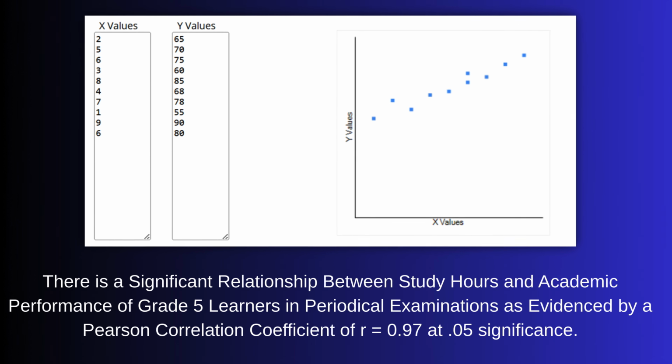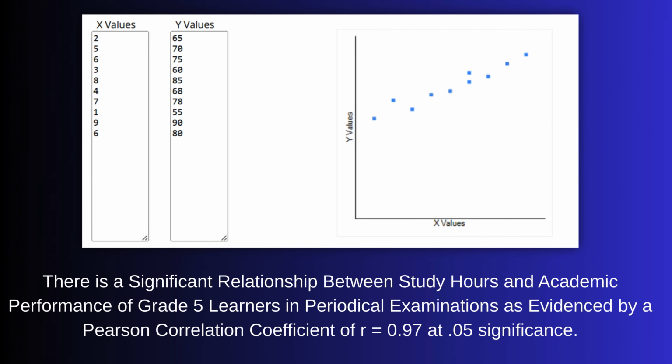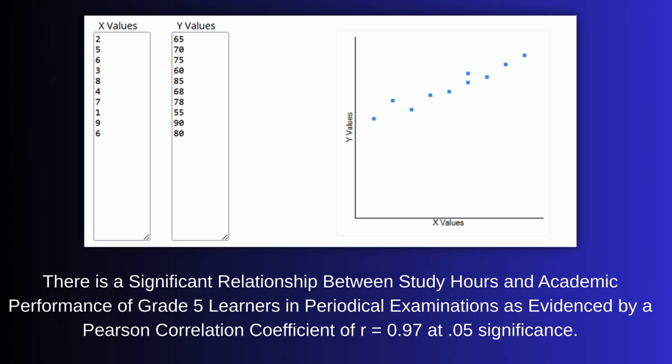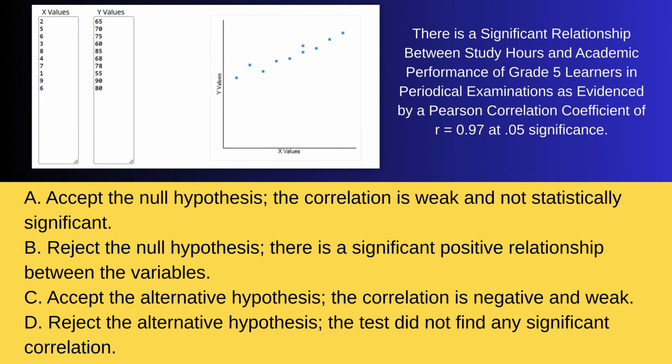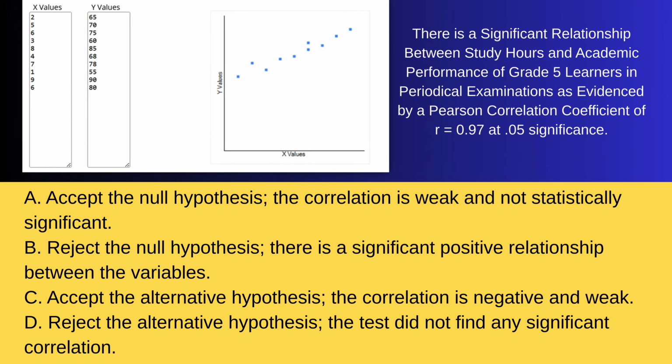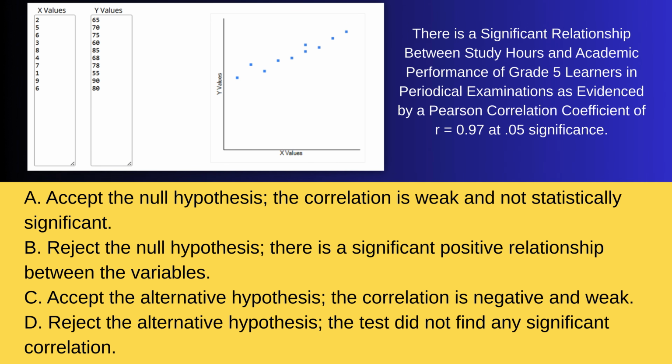Item number 4. There is a significant relationship between study hours and academic performance of grade 5 learners in periodical examinations, as evidenced by a Pearson correlation coefficient of r equals 0.97 at 0.05 significance. A. Accept the null hypothesis. The correlation is weak and not statistically significant. B. Reject the null hypothesis. There is a significant positive relationship between the variables.